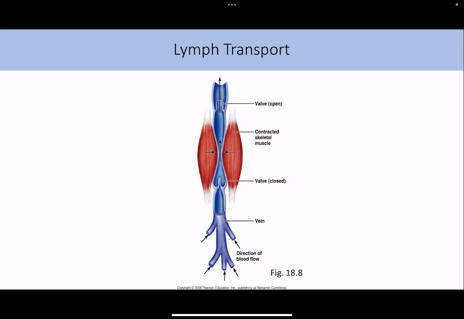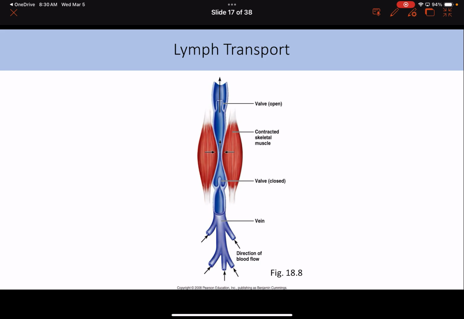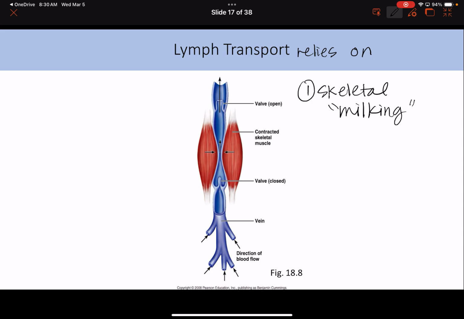Okay, so how lymph is transported. It's just like what we learned with veins. So lymph transport relies on something we've already described before. It's called skeletal milking, where as you move, your skeletal muscle pushes up against those vessels and forces the fluid forward. Just like veins as well, these lymphatic vessels will have valves too, so that when the skeletal muscle does push that fluid forward, a valve will catch it along the way. As it moves forward, a valve will catch it, moves forward, a valve will catch it, so you don't have backflow.